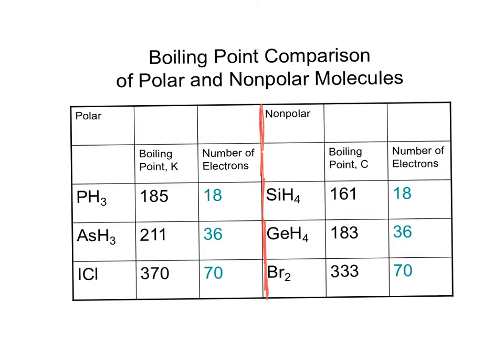And the same effect here with the halogens, 70 electrons, and a huge difference in boiling point due to the fact that ICl is polar and bromine is not.